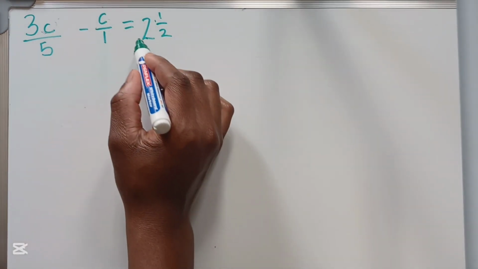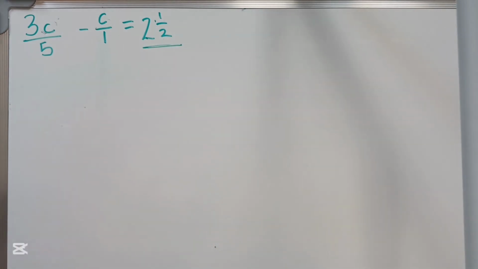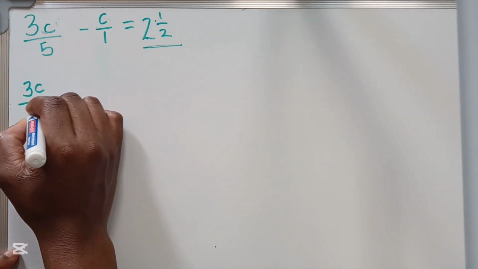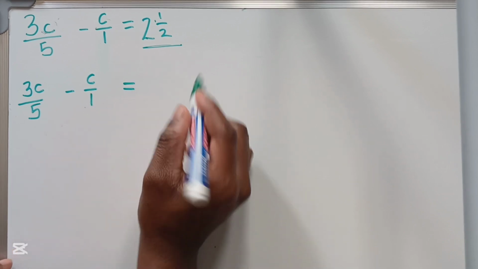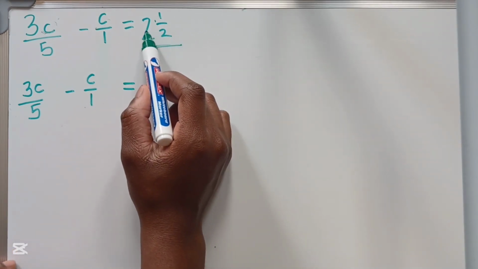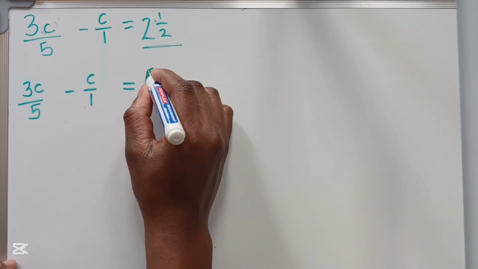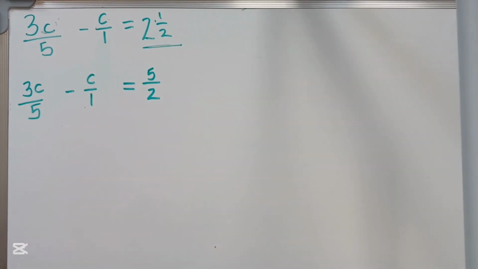Next, we have this mixed fraction. Since I don't want to work with mixed fractions, I'm going to change this into an improper fraction. So 3c over 5 minus c over 1 equals to 2 times 2 is 4 plus 1 is 5, 5 over 2. Now everything is in fraction form.